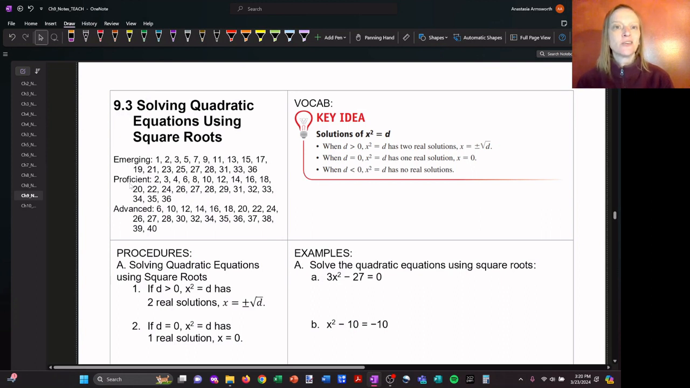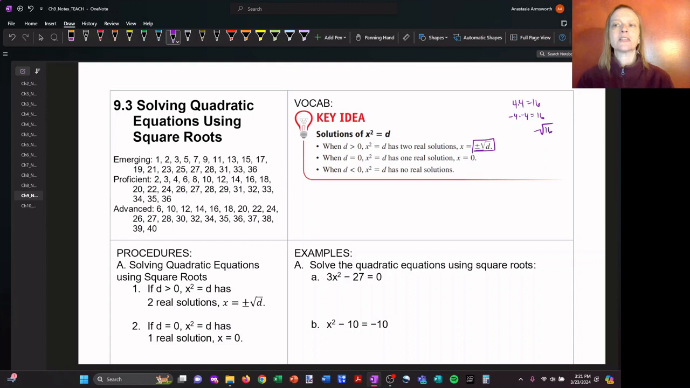Hi, folks. In this section, we're going to talk about solving quadratic equations using square roots. And some of you have been trying this on your problems so far, but one thing that you kind of missed out on is that when you take the square root of something, there are actually two solutions. There's a positive solution and a negative solution because positive 4 times positive 4 is 16, but negative 4 times negative 4 is also 16.